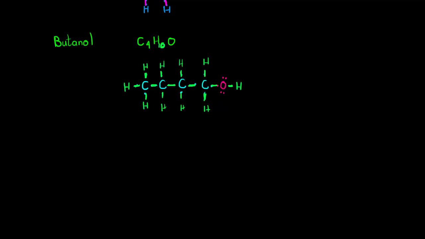So let's write the condensed structural formula for this. We've got 1 carbon with 3 hydrogens. Then we've got another carbon. This one only has 2 hydrogens. Then we move on to the next carbon with 2 hydrogens. The next carbon has 2 hydrogens, and then we have an oxygen that has a hydrogen.